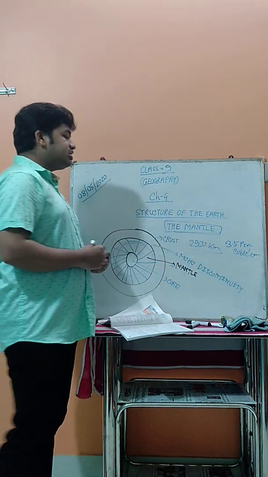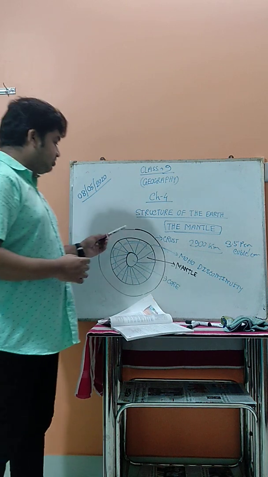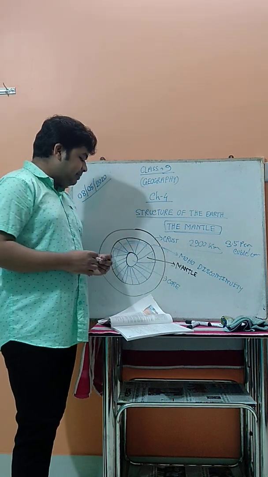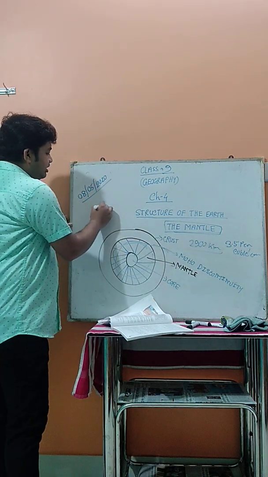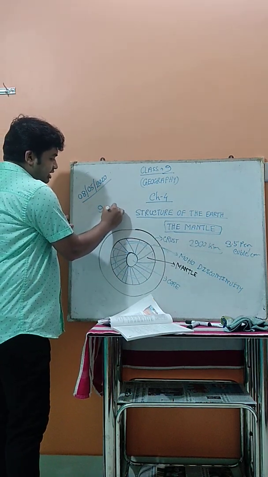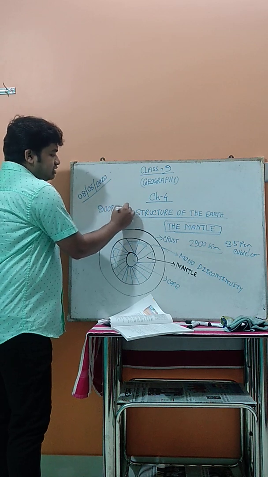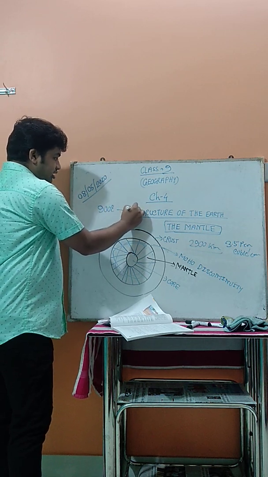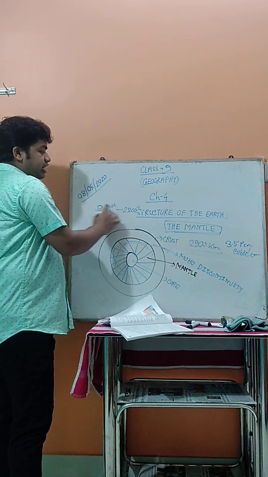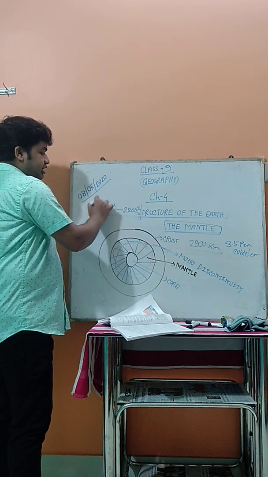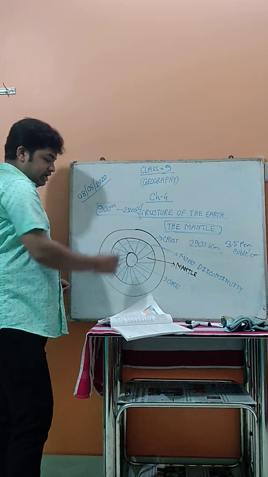This is the average thickness of this mantle layer, and the temperature of this layer ranges between 900 degrees centigrade and 2,200 degrees centigrade. That is the temperature in the mantle layer.